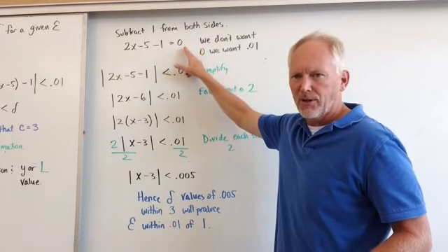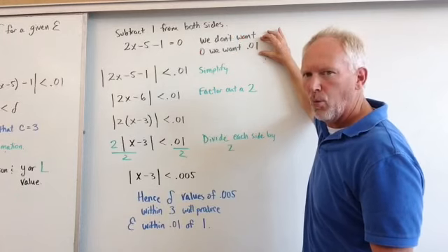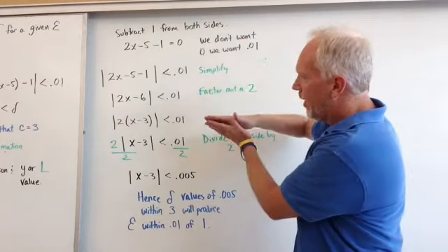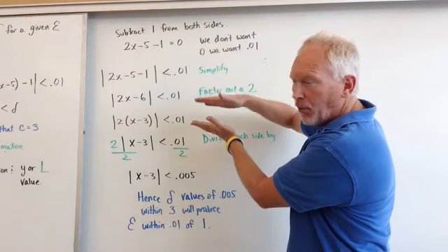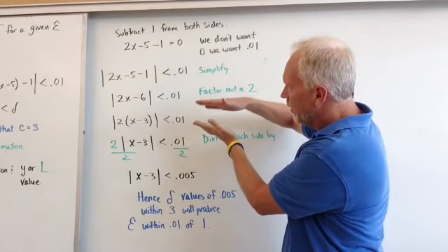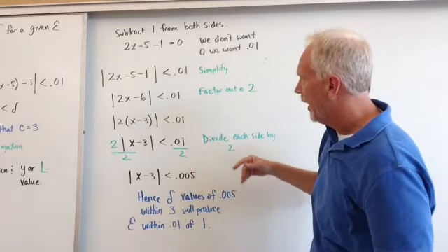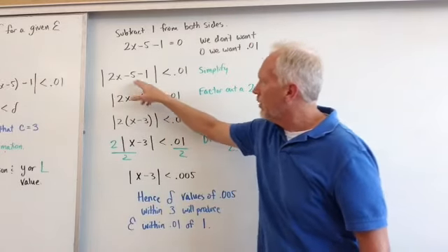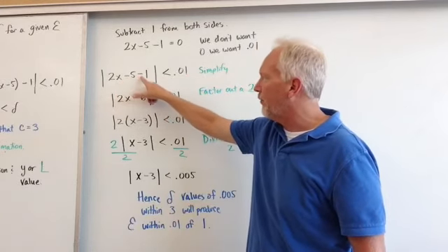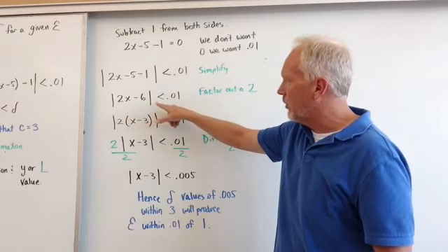But we don't really want 0, right? We want it to be 0.01. That was the given in the problem. Find where it's 0.01 greater than 1 and 0.01 less than 1. That was the given L that we had. Now we can go to the next step and simplify. Negative 5 minus 1 is negative 6. So we have the absolute value of 2x minus 6.